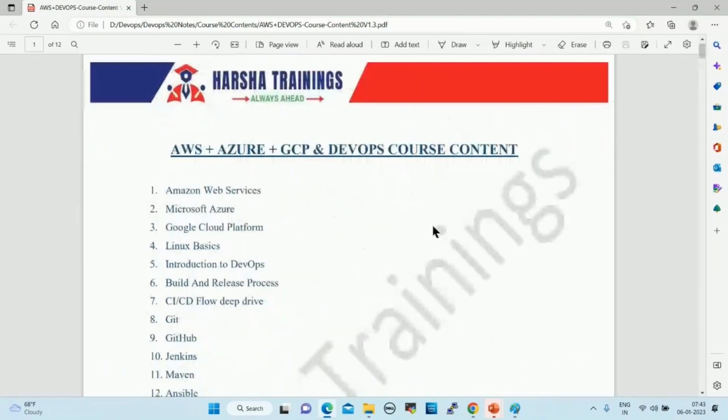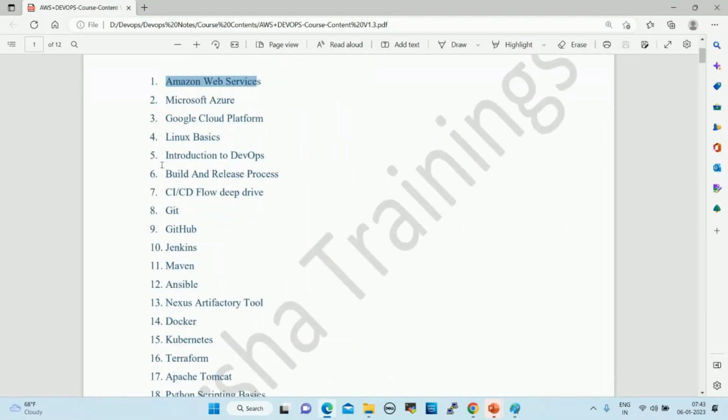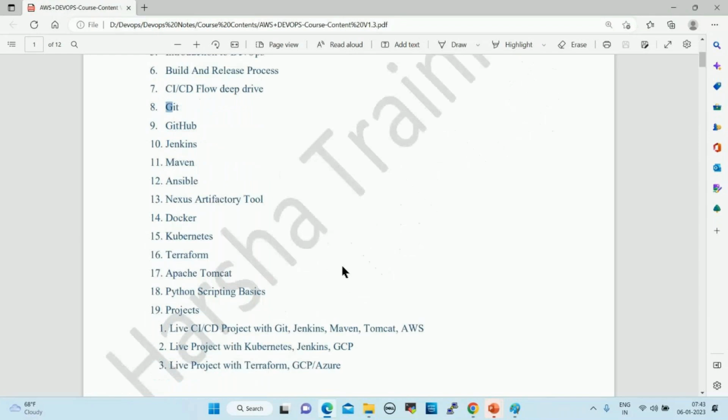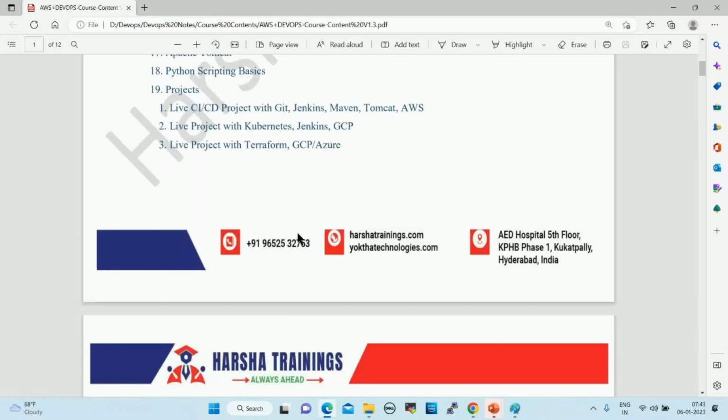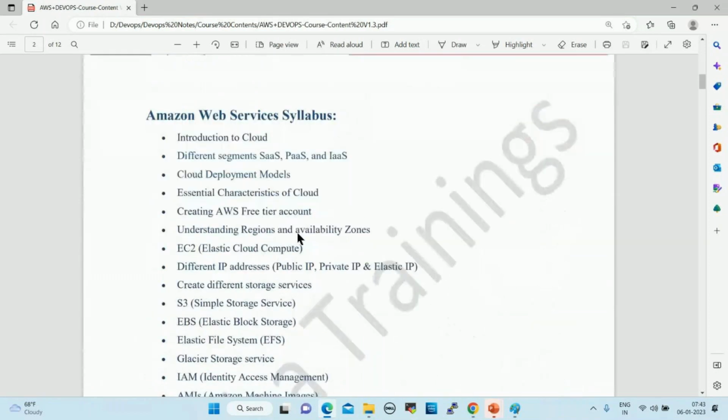Yeah. So here, this is our course content. So three cloud platforms and DevOps, right? So here, Amazon Web Services, Microsoft Azure, and Google Cloud Platform, Linux, introduction to DevOps, build and release process, CI/CD flow, deep dive, Git, GitHub, Jenkins, Maven, Ansible, Nexus, Docker, Kubernetes, Terraform, Apache, Python scripting, and three live projects. Okay. So now in the AWS syllabus, what are the services that will be covered?